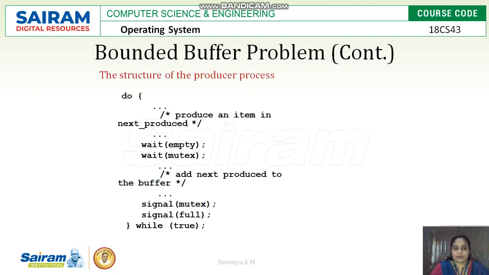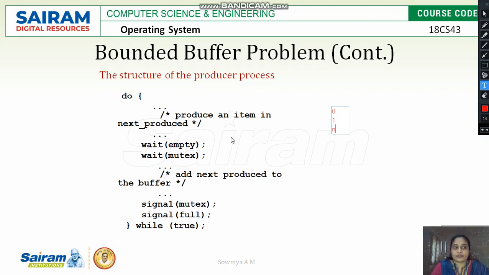Coming to the bounded buffer problem solution, we have three values under semaphores: 0, 1 and n. For full it is 0, for mutex it is 1 and for empty it is n. So we have three semaphores. Next we have the structure of the producer process.